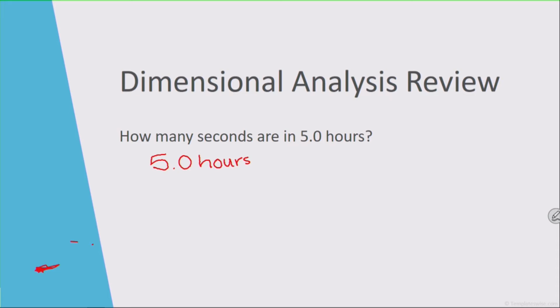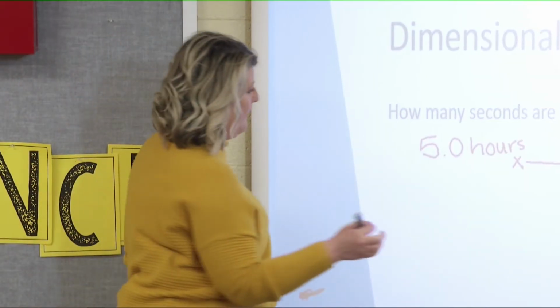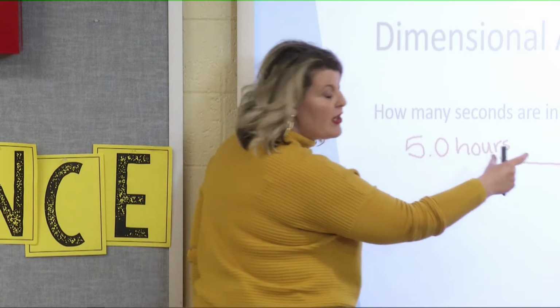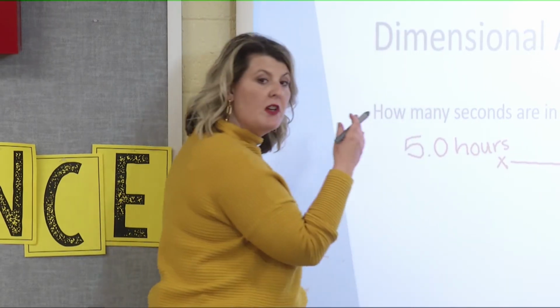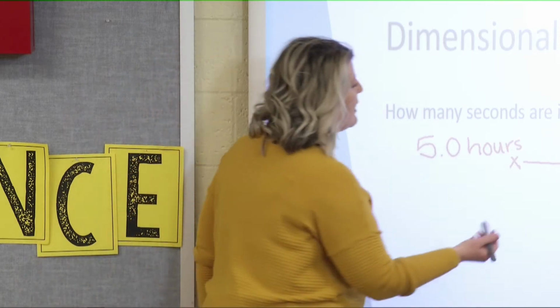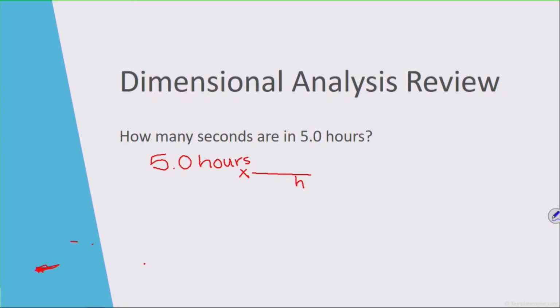In the next step, you're going to do something easy. You're going to draw an X, and you're going to put a line. You're going to follow these steps every time, no matter what problem you're given. The next step is you take the unit that you're given, and you're going to put it on the bottom, because if you have a unit on the top and a unit on the bottom, they're going to cross out, just like variables would. So we're going to put the unit hours on the bottom. Well, what are you trying to get to? I started with hours, and I'm trying to get to seconds.